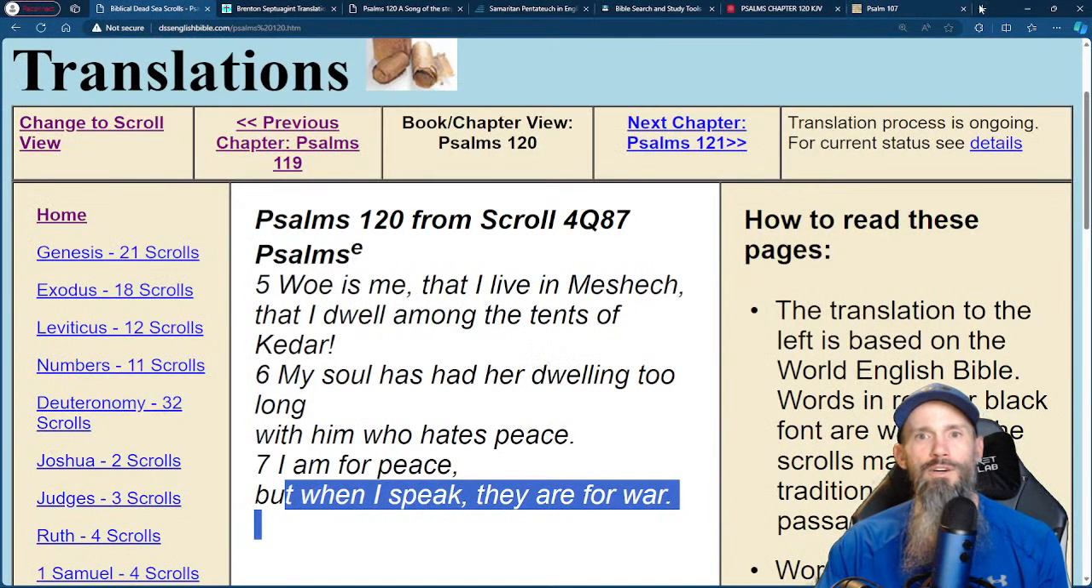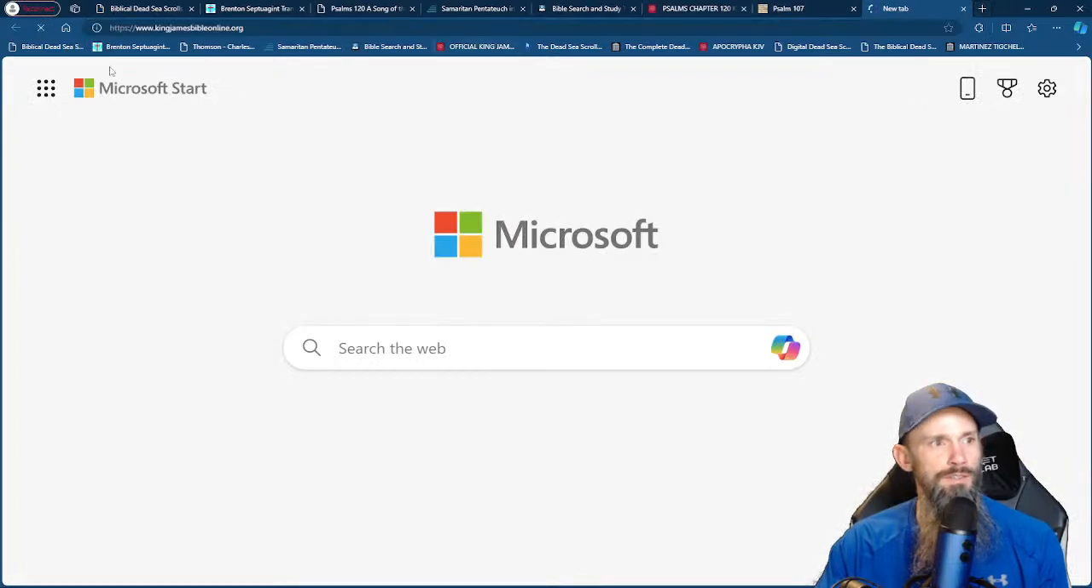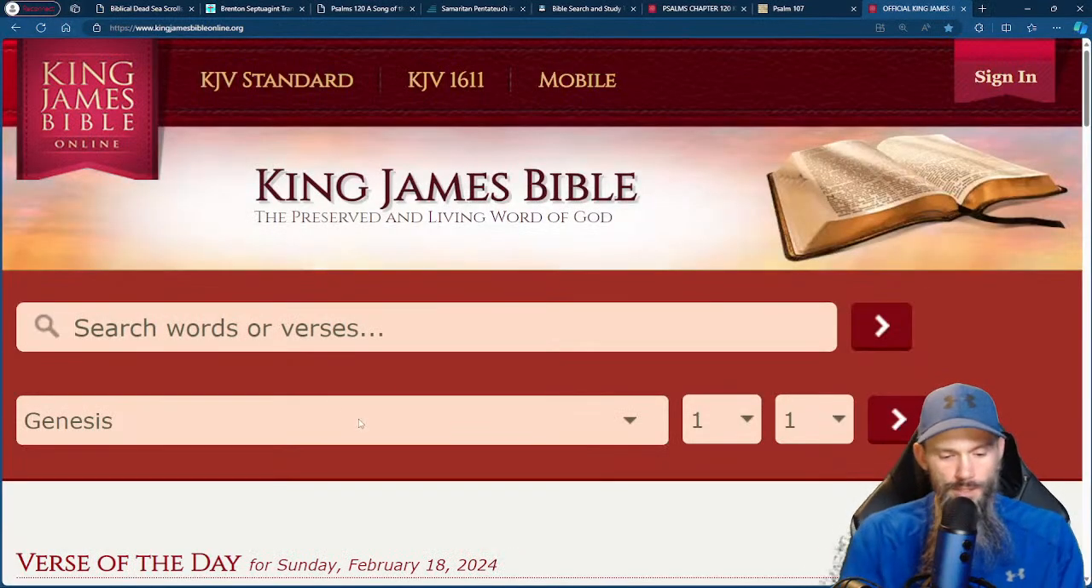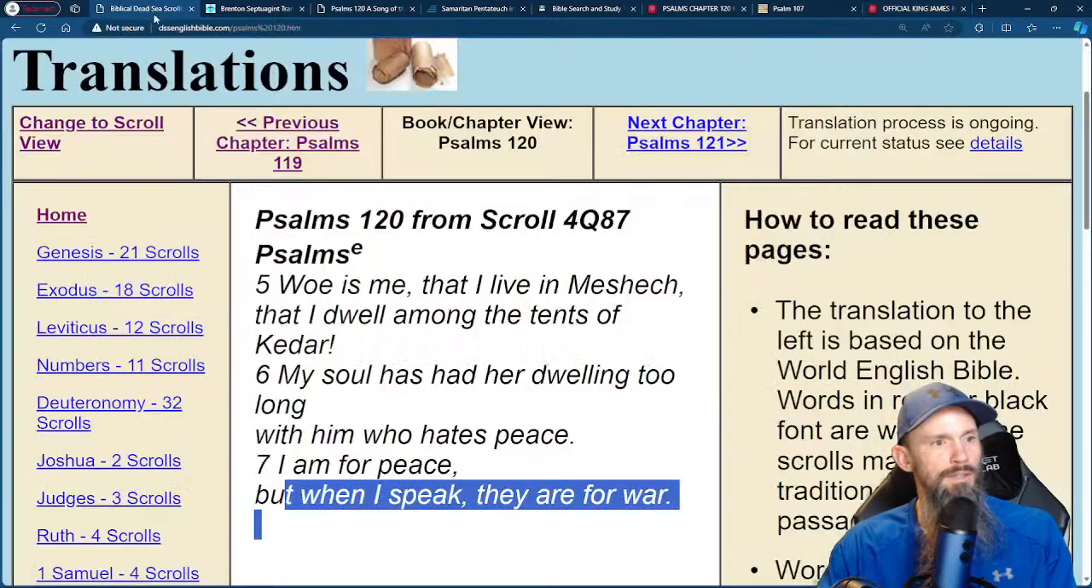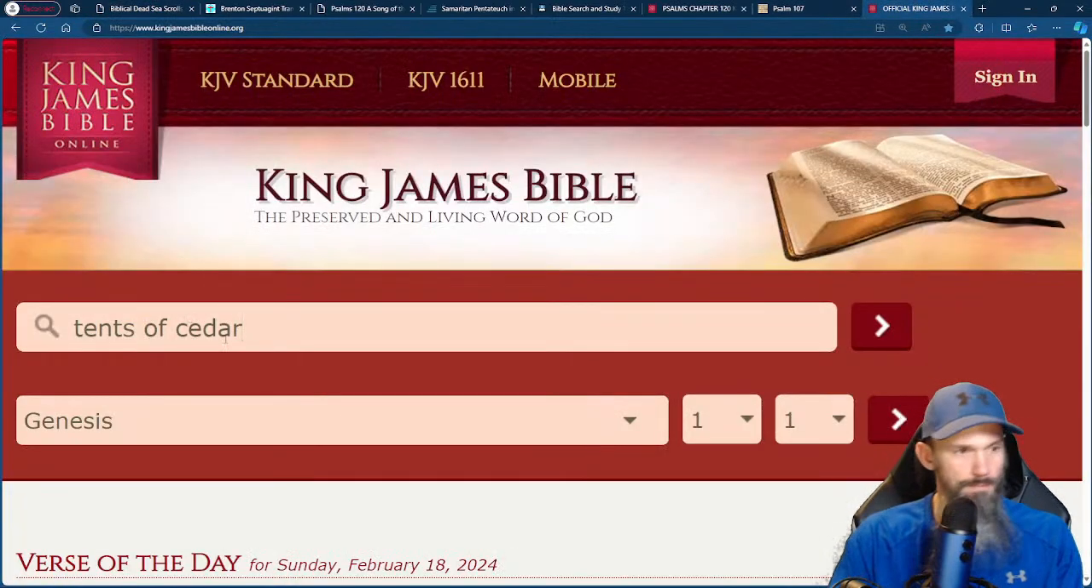Tents of Kedar. So anyone that doesn't know, this is a good way to check. Kedar. Having the internet is a great tool.